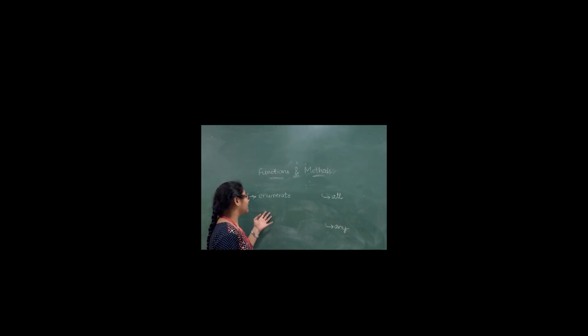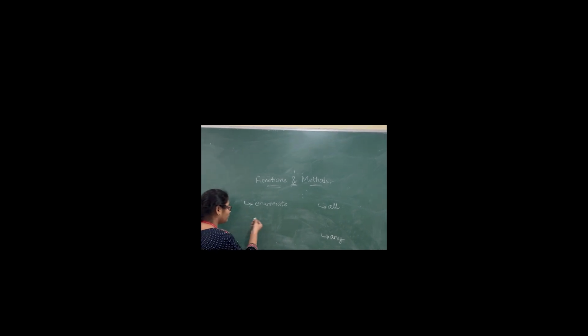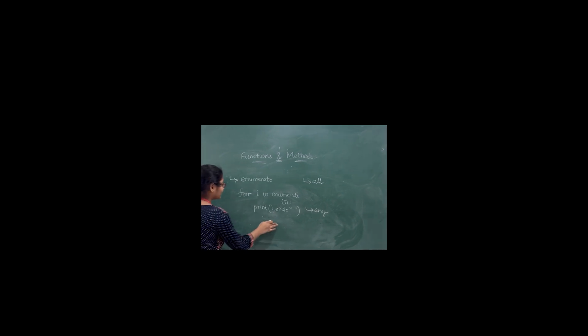The enumerate function will return an enumerate object which contains index value pairs. Like we use a loop for it: for I in enumerate of the set, we will be printing the values as pairs, print I. So it will return tuples like 1, 2, 4, and so on.